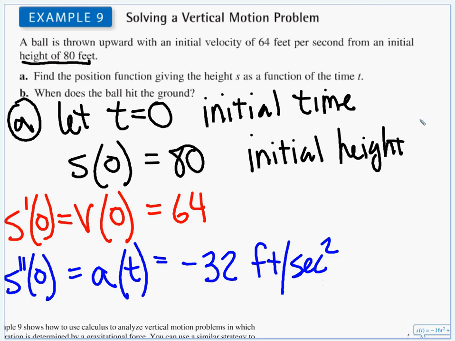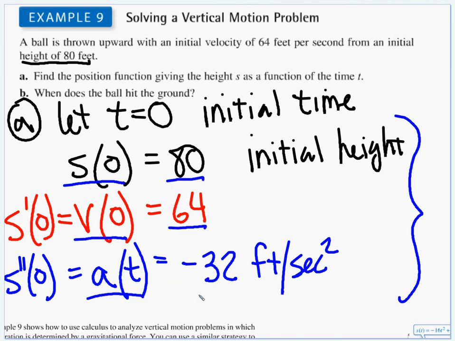So these are our initial conditions. And I'm going to have to start a new slide because I don't want to erase these. We are going to need these as we solve for constants. S of 0 is 80. V of 0 is 64. A of 0, negative 32. So these are initial conditions that I'm going to have to refer back to as we work our way through this problem. So again, I'm going to start a new slide. And we got to begin somewhere.